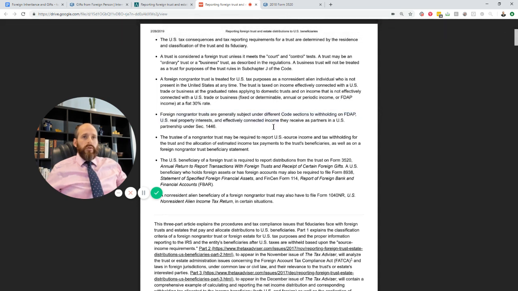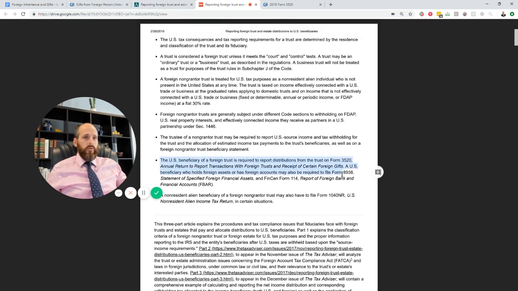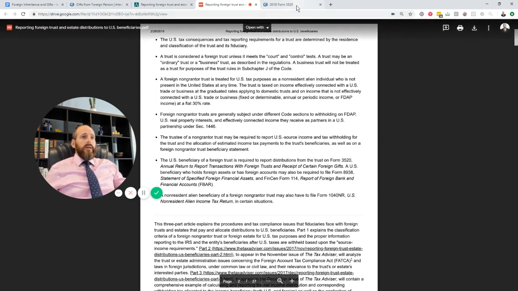And then there's withholding. The same thing: the U.S. beneficiary is required to report distributions on 3520, and then maybe required to file 8938 and FinCEN Form 114, the foreign bank account report. And then a non-resident alien beneficiary of a foreign non-grantor trust may have to file a 1040-NR if there's U.S. assets in the trust that are distributed or anything like that.